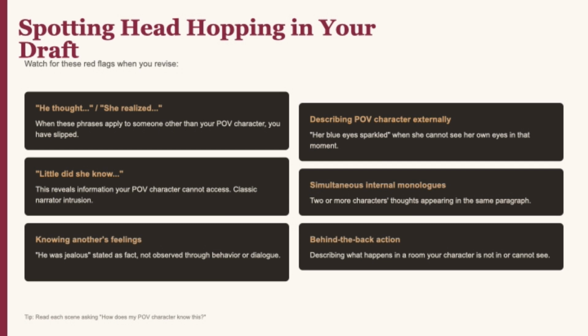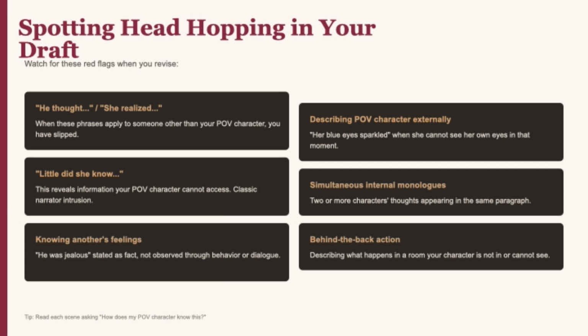Second, be wary of the little did she know, because they reveal information your point of view character cannot accept. What do you mean, little did she know? That's a classic narrator intrusion, okay? And you're putting that upon your character. Third, check when you state another character's feelings as fact. Writing, he was jealous, when your point of view character has no way of knowing that they're really jealous. That's a slip. You can observe behavior that perhaps maybe suggests some type of jealousy, but you cannot know it. You do not know it. The character does not know it.